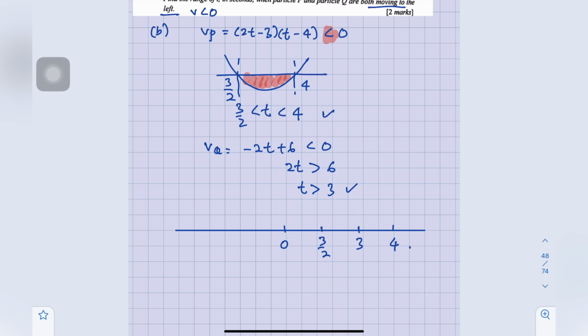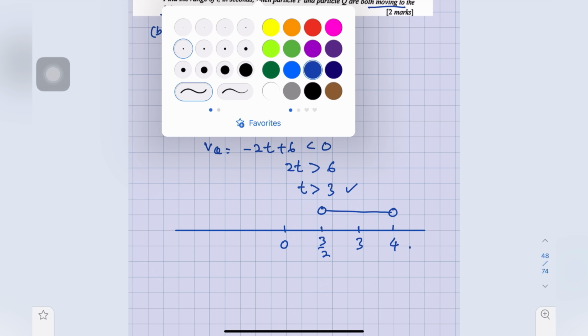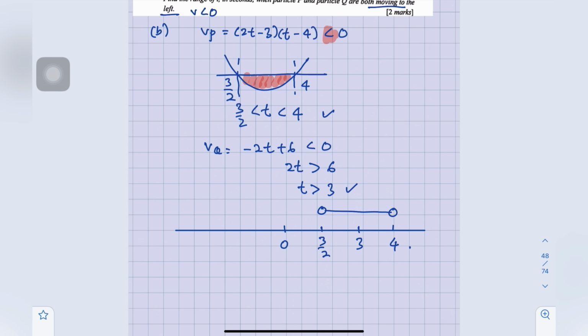Okay, for particle P, from 3 over 2 to 4. From here to here. Okay, so then for particle Q, more than 3. So this one, more than 3. So the overlapping time is from 3 to 4. So t more than 3, less than 4. Okay, at this time, both particles are moving to the left.